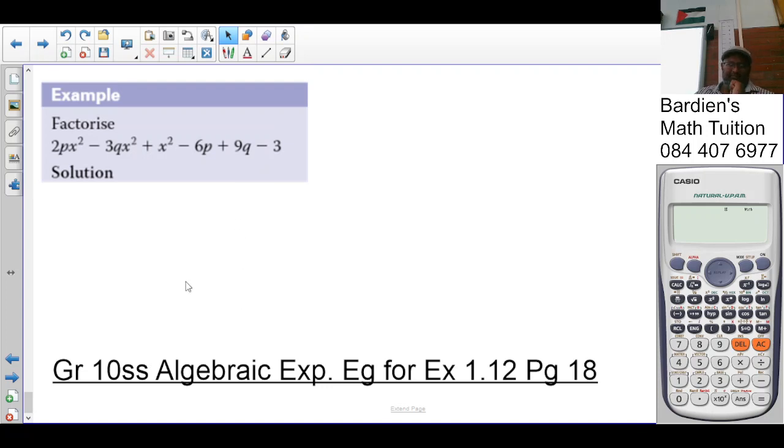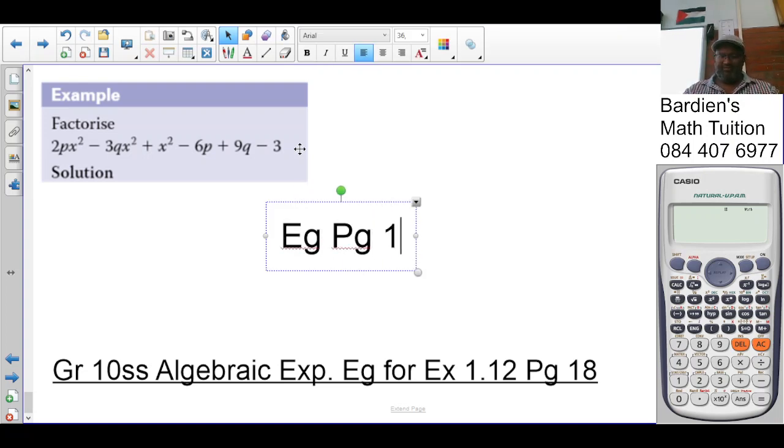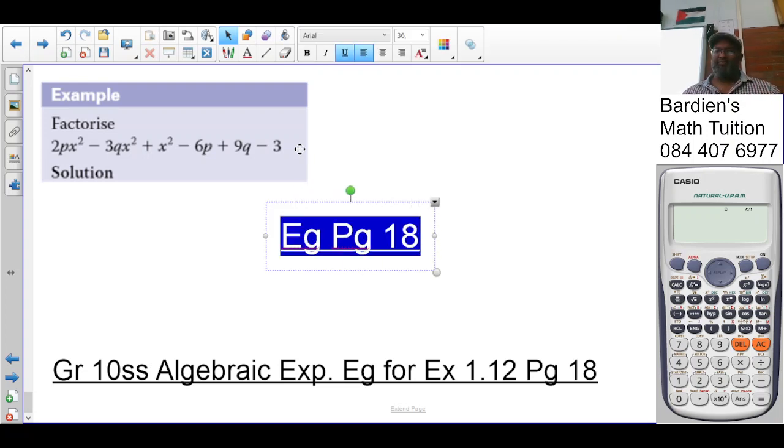Now today, in this lesson we're going to look at again factorization by grouping, but here we have 6 terms. Okay? So here we're going to group 3 and 3 or 2, 2 and 2. You guys understand? So let's look at this example. This example is also on page 18. Is that correct? And there's only one example on page 18.